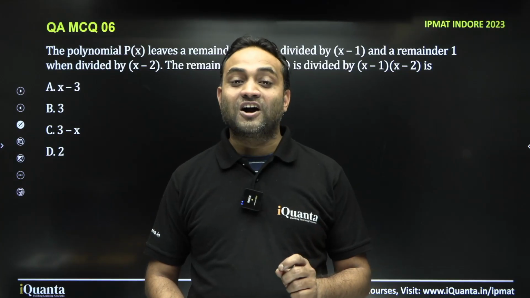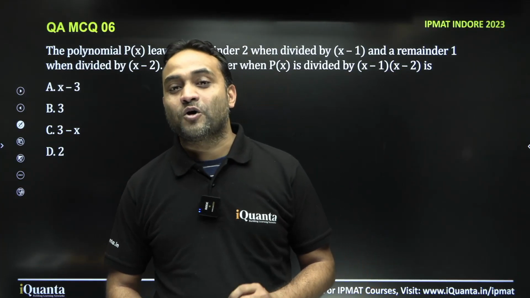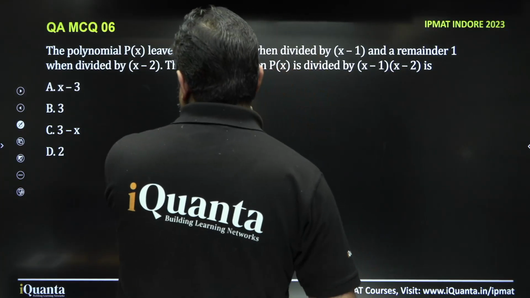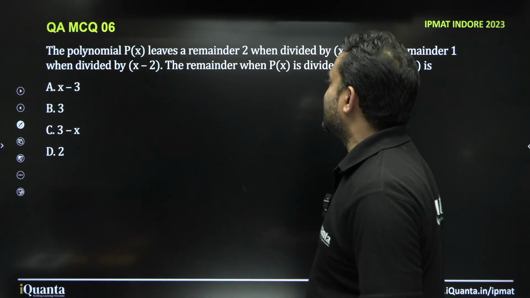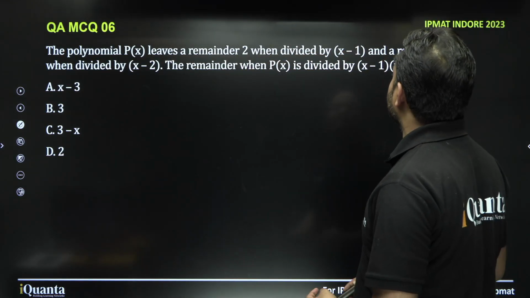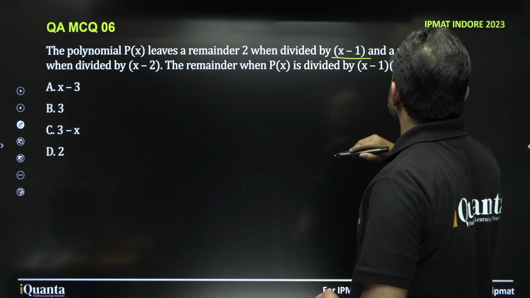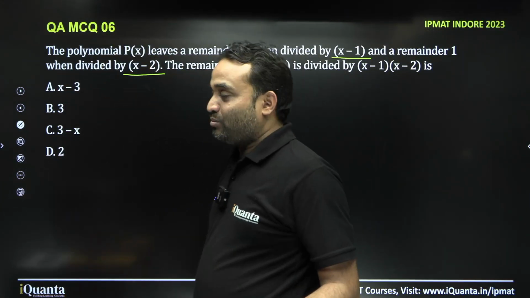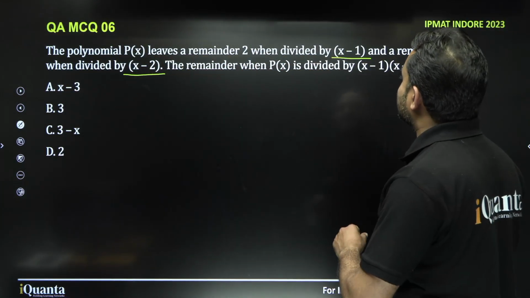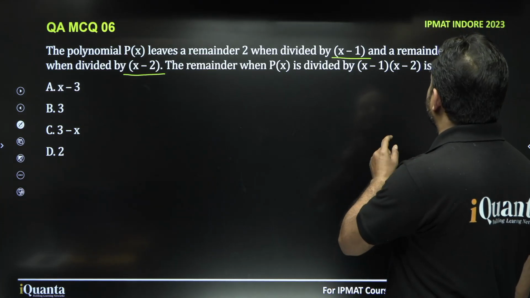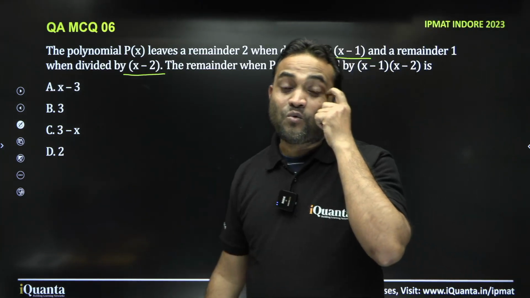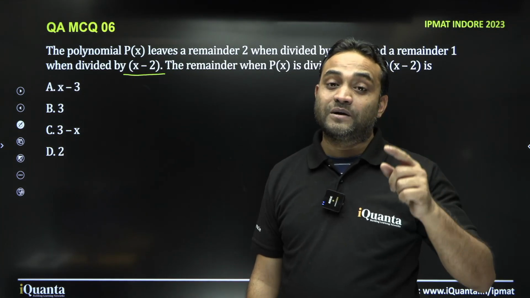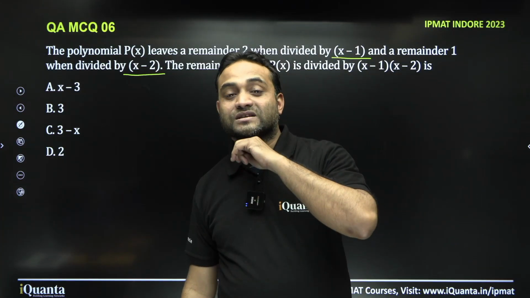So let's start with the really good questions from algebra, which says the polynomial P(x) leaves a remainder 2 when divided by x minus 1 and a remainder 1 when divided by x minus 2. The remainder when P(x) is divided by (x minus 1)(x minus 2) is, what will be the remainder when P(x) is divided by (x minus 1)(x minus 2)?